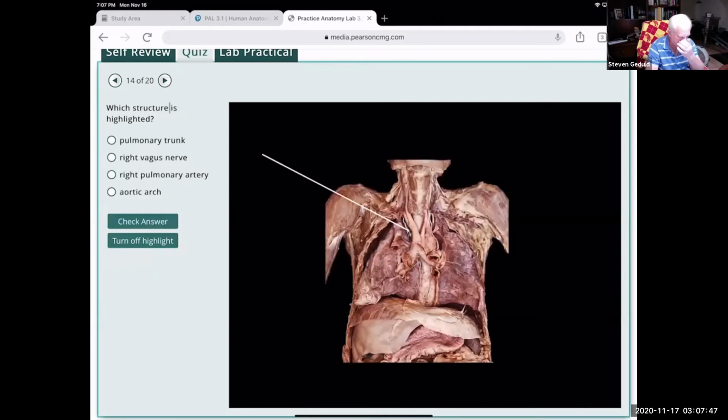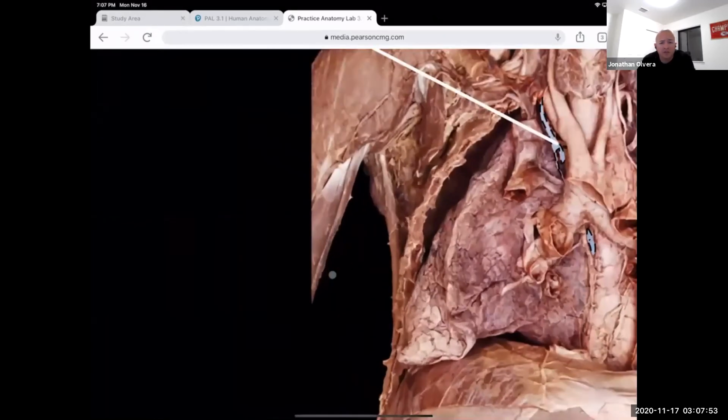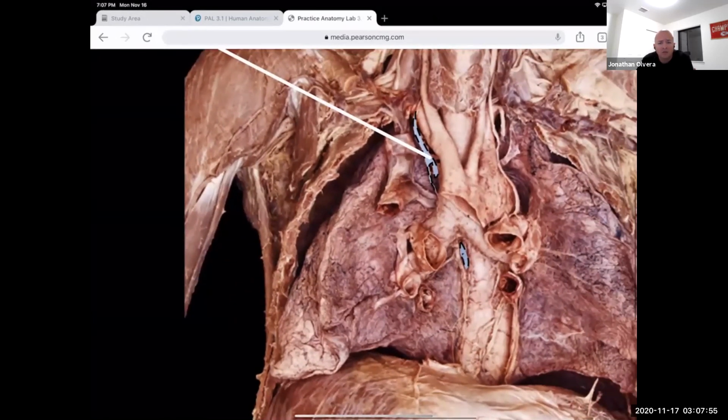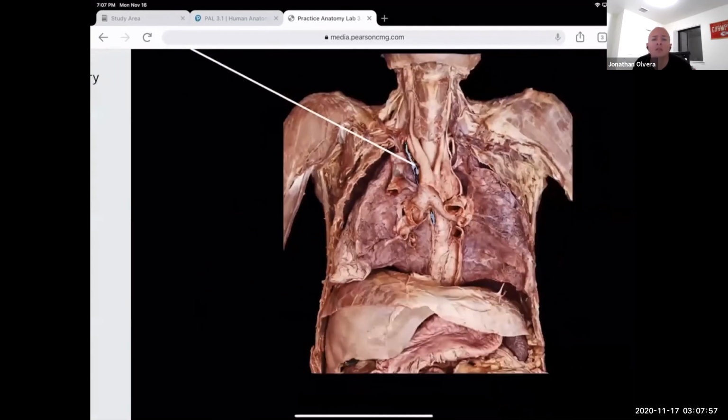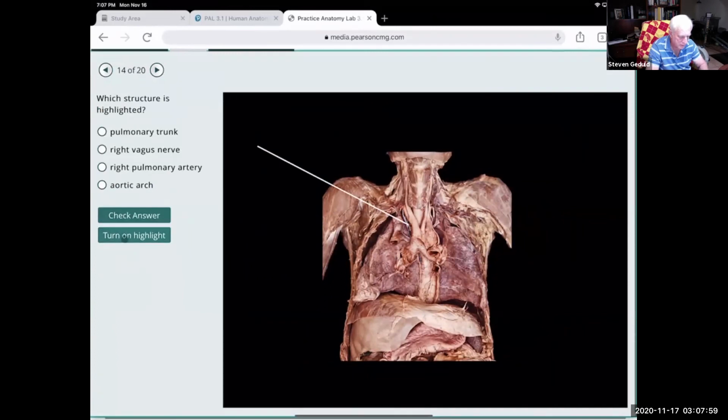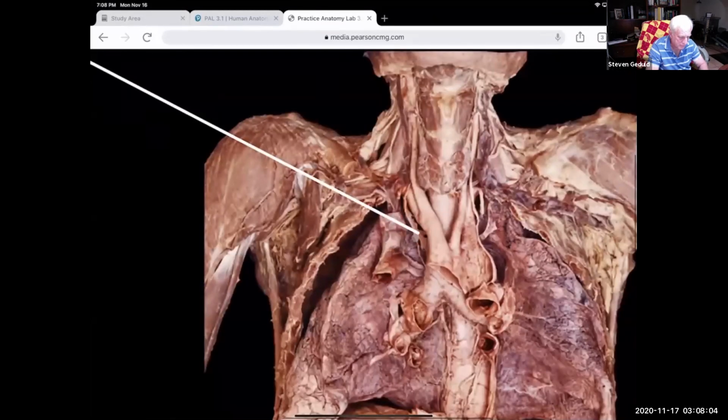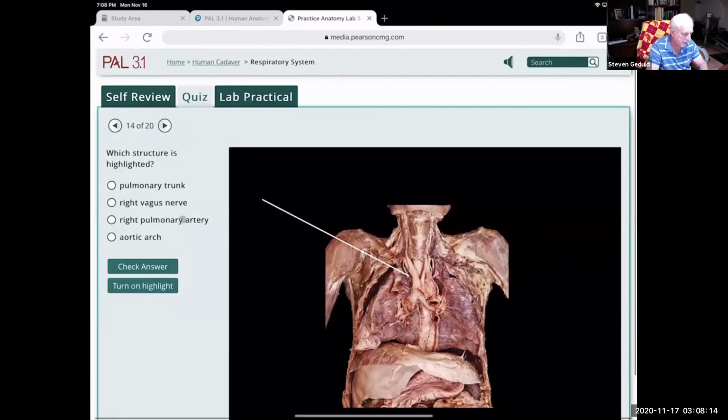All right, what structure is highlighted there? You can see this tube coming down. Right vagus nerve. Sometimes it's hard to see the highlight. Yeah, it looks like a nerve coming down, and the phrenic nerve runs to the side here. So that would be the right vagus nerve that comes down along the digestive tract, along the esophagus right there. So right vagus nerve. Perfect.